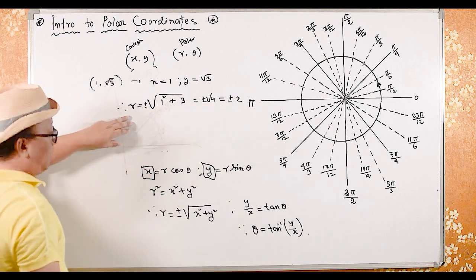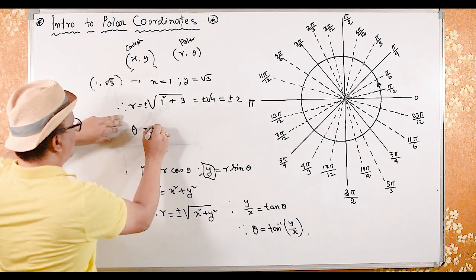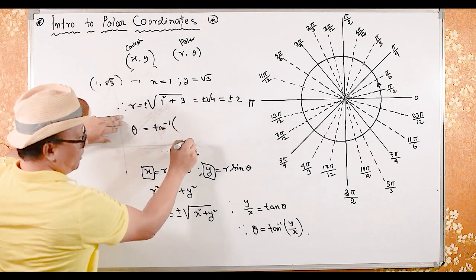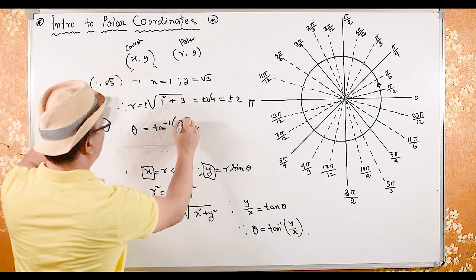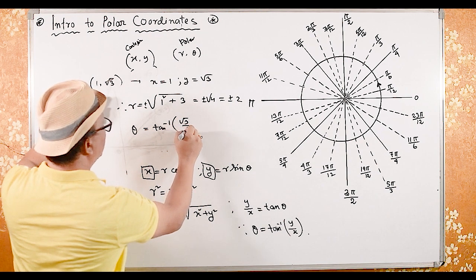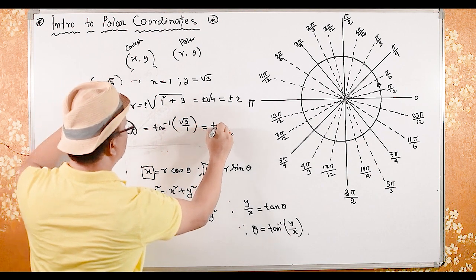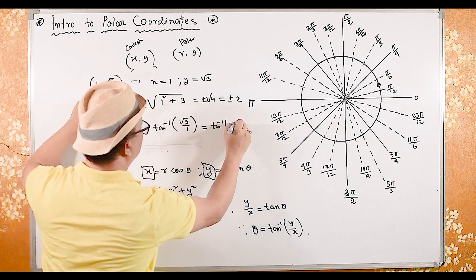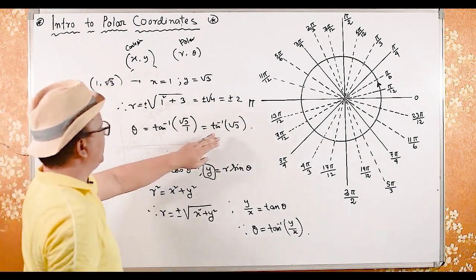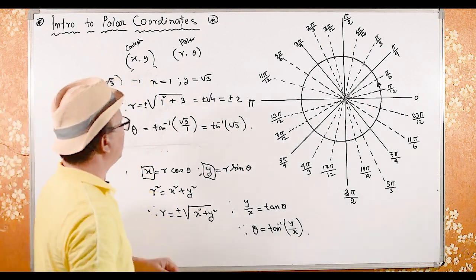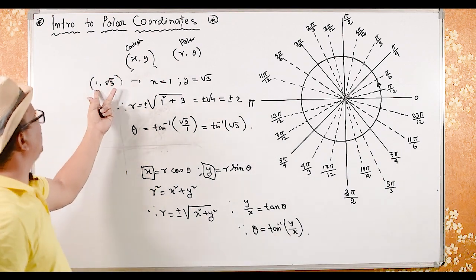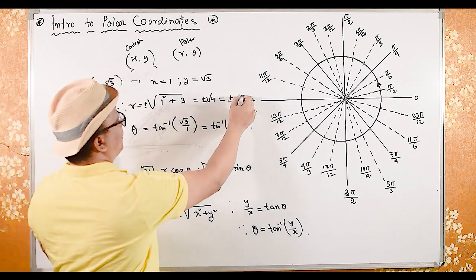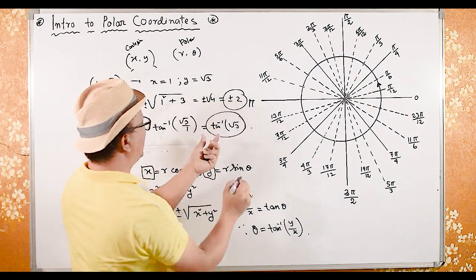And here theta equals tan inverse of y by x. Y by x is root 3 upon 1, that is tan inverse root 3. This is a particular angle. So you can convert from Cartesian to polar. Here you have standard angles.